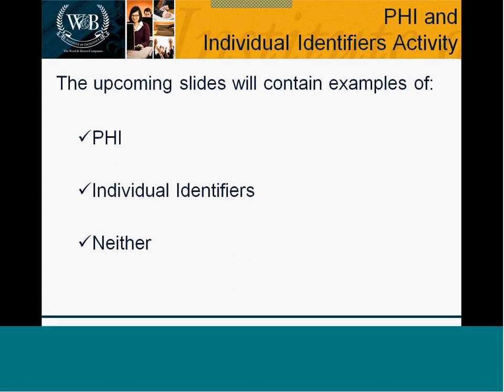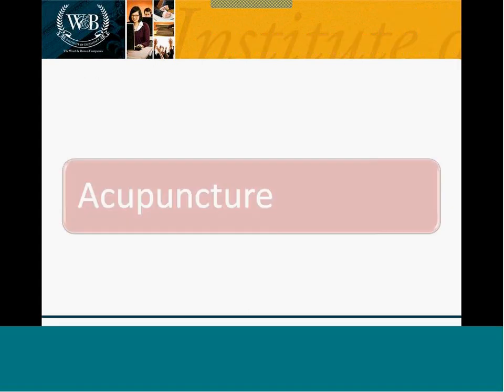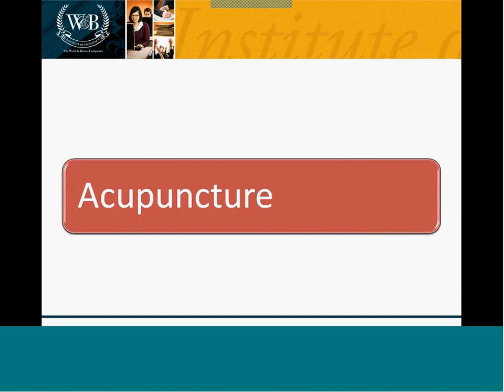What we're going to do is I'm going to put some things up on the screen for you to look at, and what you folks should do is tell me whether or not we have protected health information, individual identifiers, or neither, based on the previous slides that we've talked about just now. As an example, here I have the word acupuncture. Do I have protected information, an identifier, or neither? Neither. Neither is right. Got the idea already.